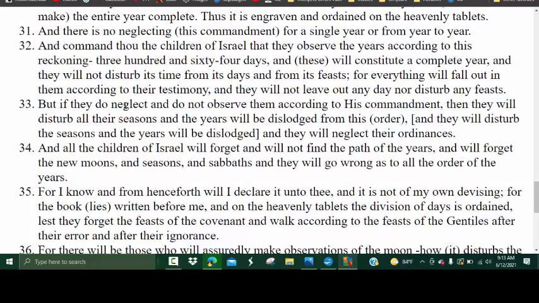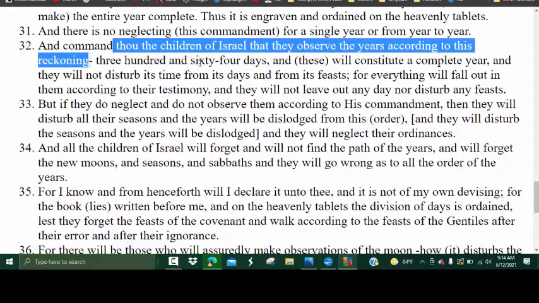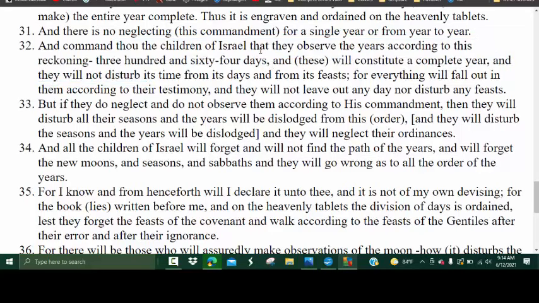People arguing whether Saturday is the correct Sabbath day or Sunday is the correct Sabbath day when both of them are actually wrong. But anyway, looking back at verse 32, "This is our Father commanding the children of Israel that they observe the years according to the reckoning of 364 days. And by doing so, it says that they will know the correct Sabbath days, the correct years, and the correct feast days." So what is this 364 days? How do you have a calendar that only has 364 days in it?